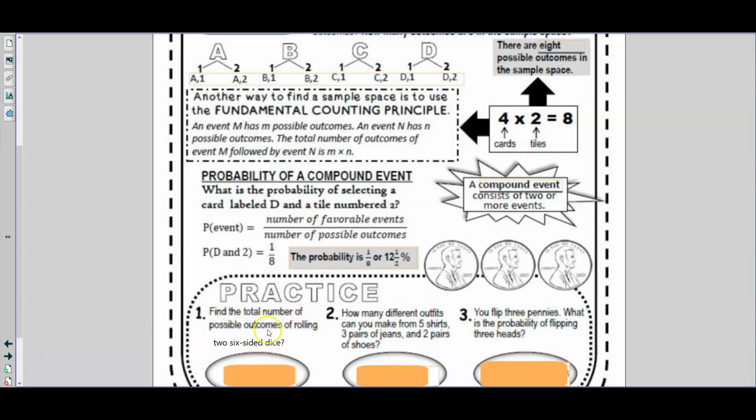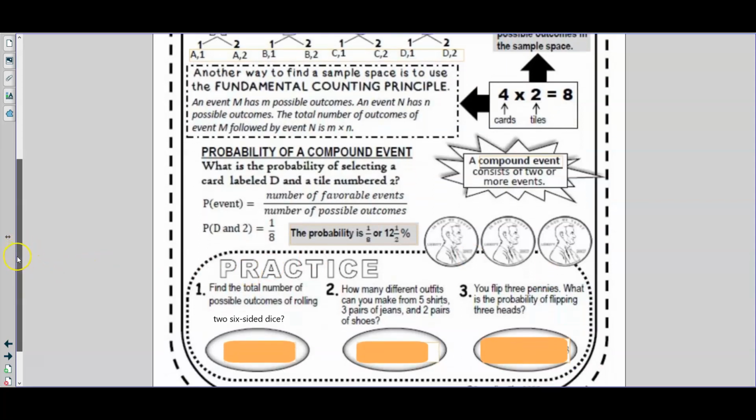All right, practice these real quickly. See if you can get these three. Please read the outcomes. Number 1 is finding the total number of possible outcomes of rolling 2 dice. Number 2 says find the different outfits you can make from 5 shirts, 3 pairs of jeans, and 2 shoes. And the third one says you flip a penny 3 times. What's the probability of flipping heads 3 times? Go ahead and pause the video and see if you can do those.